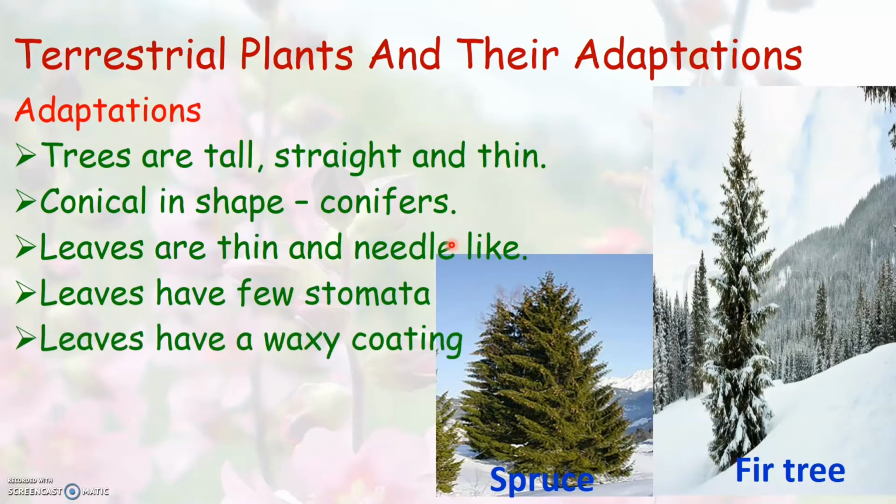Also, the leaves have got a waxy coating. Do you know why they have a waxy coating? Yes, this is to reduce the loss of water from the tree. And also, this waxy coating will prevent the plant from any damage that is caused by the snow that falls on it during the winter season. So these are the special features that are adapted by the plants that live in the mountain regions.